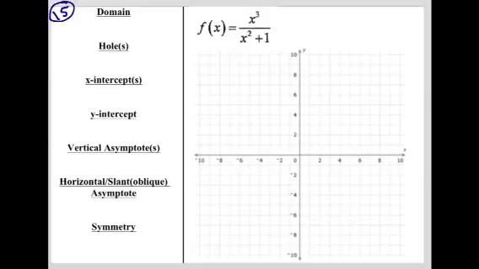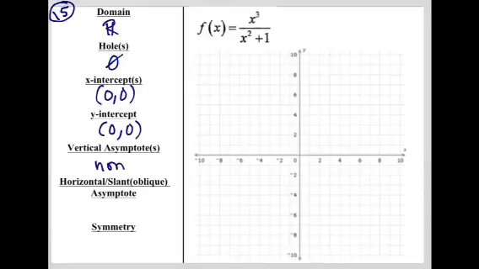Alright, so the domain for this one is all reals because nothing makes the denominator 0. There are no holes because there is no common factor in the numerator and denominator. X-intercept is 0, 0. So again, remember, whenever that's the intercept, then it has to be the y-intercept, one and the same. Vertical asymptotes, we have none.